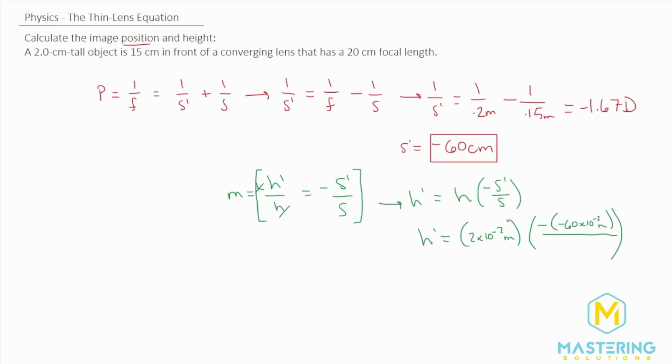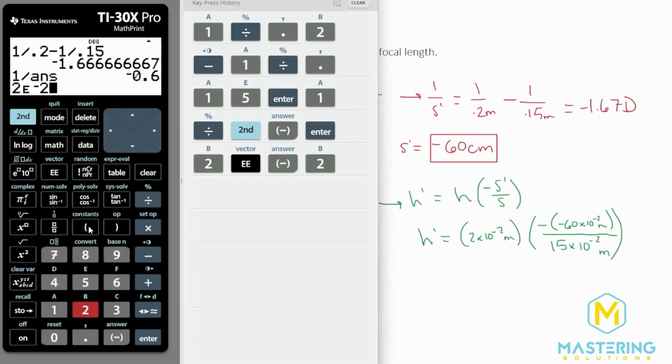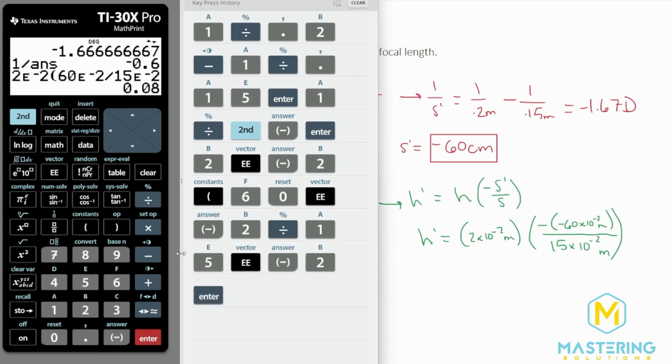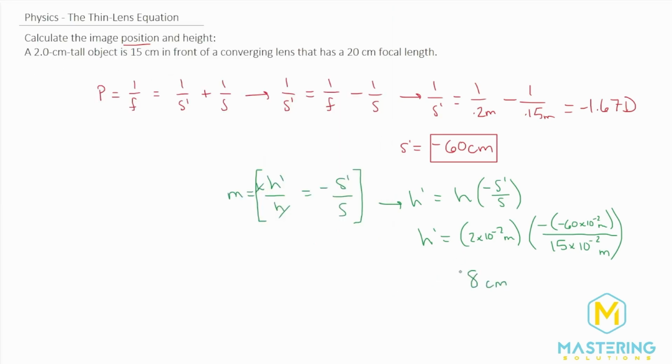Now, the object distance is 15 centimeters in front. So we have 15 times 10 to the negative 2 meters. So we have 2 times 10 to the negative 2, and that's multiplied by negative times a negative, gives us a positive 60 centimeters, and then divided by 15 times 10 to the negative 2. So that gives us 0.08. So that is 8 centimeters for the height of our image.